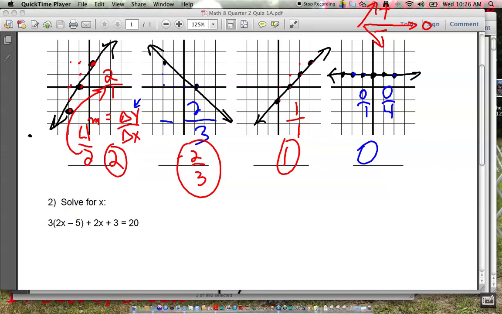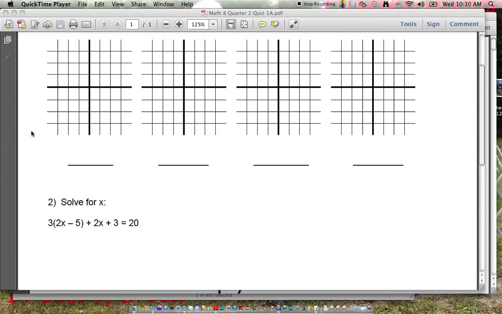What does 0 over 1 equal? What's 0 over 1, guys? 0. What's 0 over 4? 0. Anytime we have 0 in the numerator and it's divided by a number other than 0, it's always going to be 0. Okay? So, 2, negative 2/3, 1, and 0. It's extremely important that we be able to identify slope. If we can't identify slope, we can't do any of the remaining work in the chapter.